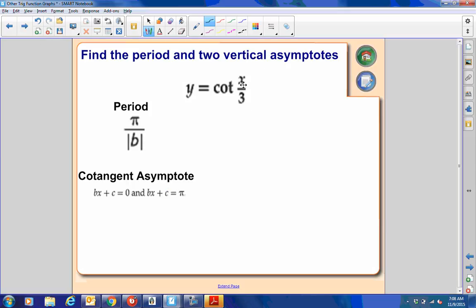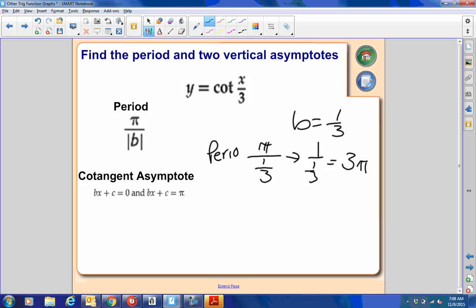In this one, I want you to find the period and the two vertical asymptotes. So again, for the period, I first need to identify the b, and the b is always the value with the x. So my b is 1/3. I take my pi and I divide it by 1/3. When I put 1 over 1/3 in the calculator, it will tell me 3, and I put the pi back on. So I just found the period.